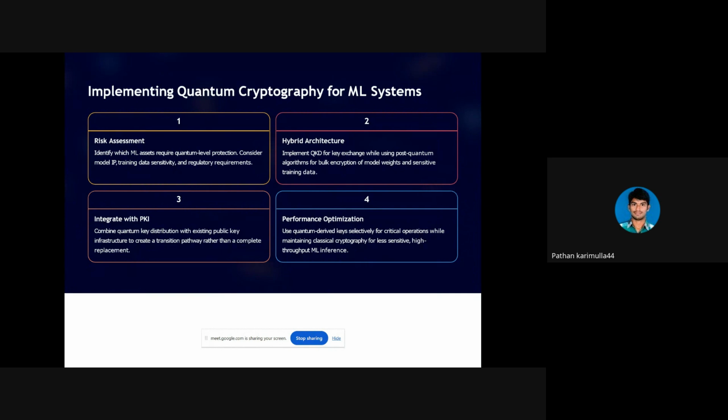The second one is a hybrid architecture: implement quantum key distribution for key exchange while using post-quantum algorithms for bulk encryption of models and sensitive training data. Then integrate with PKI: combine quantum key distribution with existing public key infrastructure to create a transition pathway rather than a complete replacement. One more aspect is performance optimization: use quantum-derived keys selectively for critical operations while maintaining classical cryptography for less sensitive, high-throughput ML interfaces. So these four aspects we need to consider while implementing quantum cryptography in ML systems.